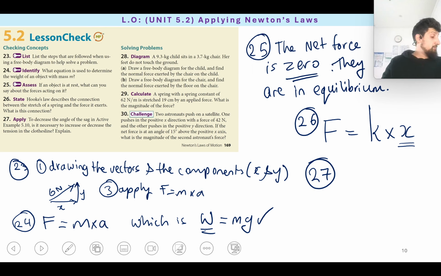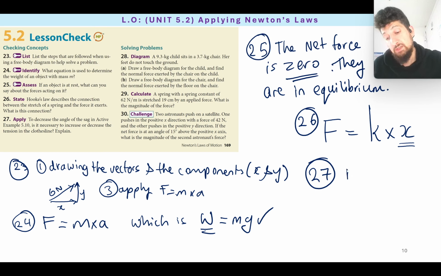Now, let me go back to my example with the hammer. They want me to decrease the angle. What am I doing to the tension? It's increasing the tension. This is decreasing the tension. This is increasing the tension. So in order to decrease the sag or decrease the angle, I have to increase the tension.